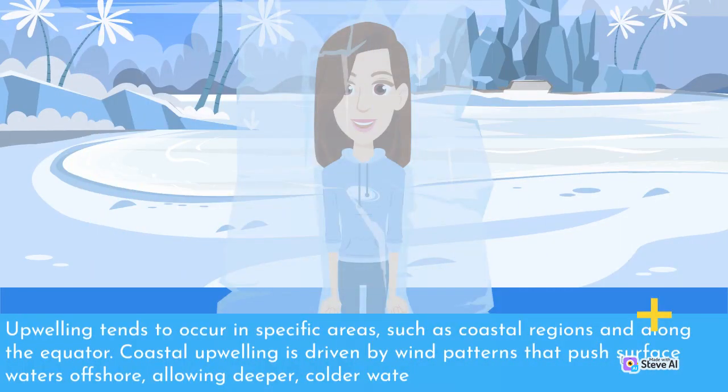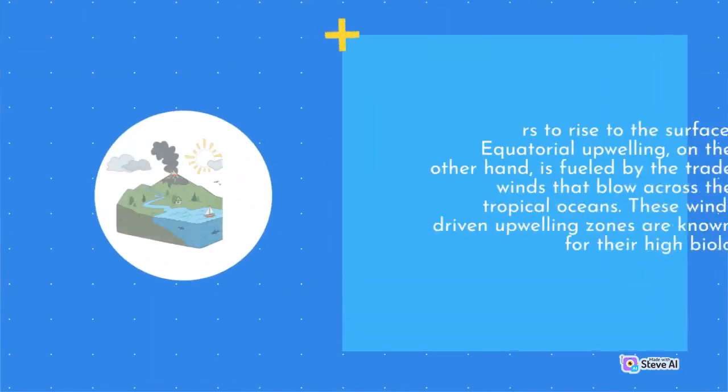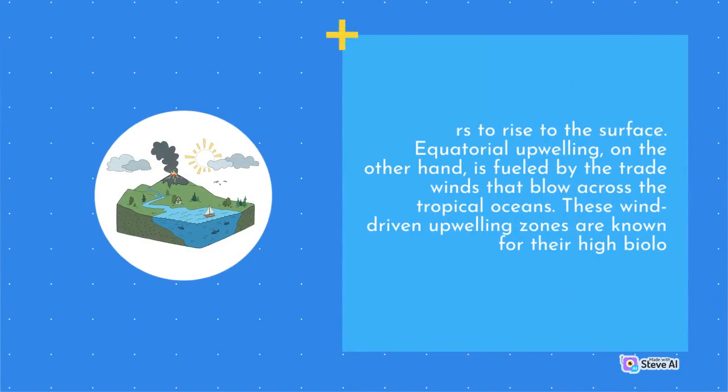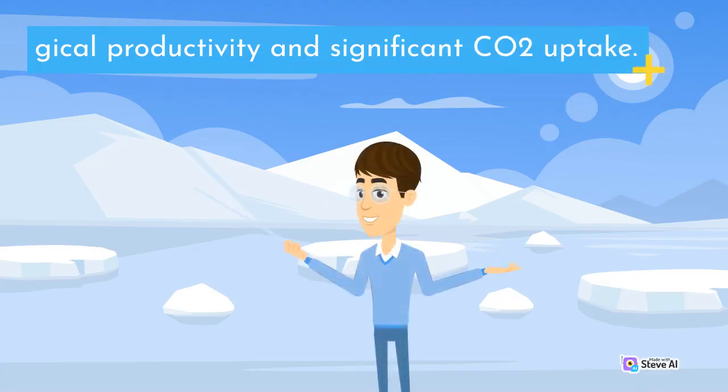Upwelling tends to occur in specific areas, such as coastal regions and along the equator. Coastal upwelling is driven by wind patterns that push surface waters offshore, allowing deeper, colder waters to rise to the surface. Equatorial upwelling, on the other hand, is fueled by the trade winds that blow across the tropical oceans. These wind-driven upwelling zones are known for their high biological productivity and significant CO2 uptake.